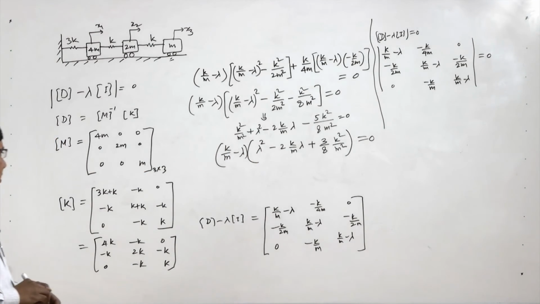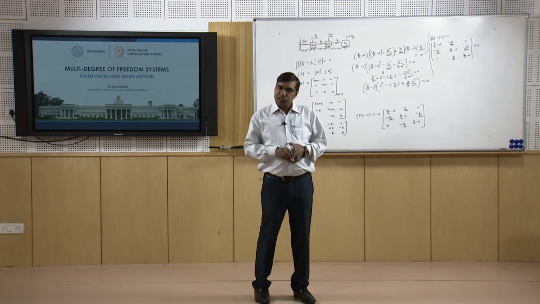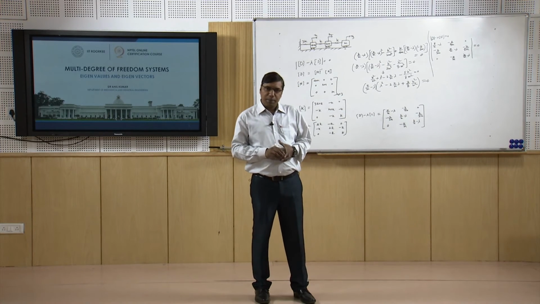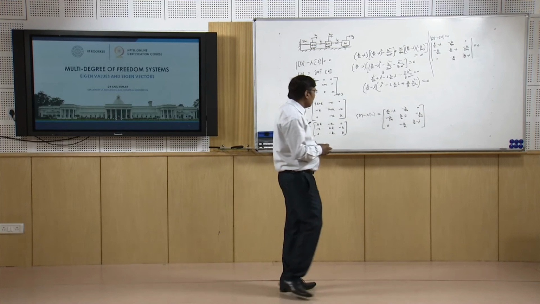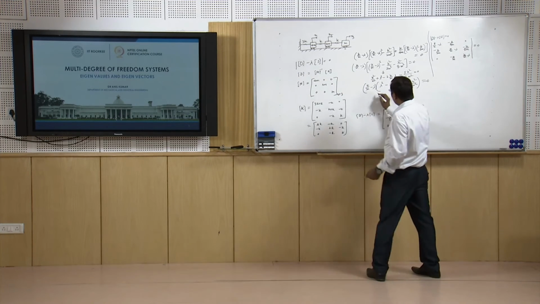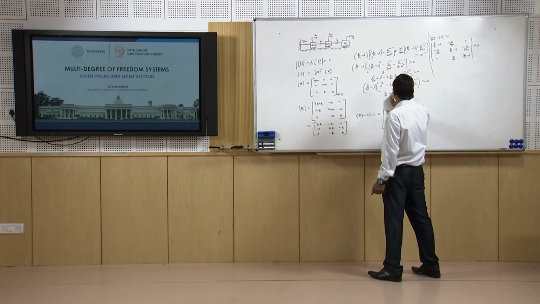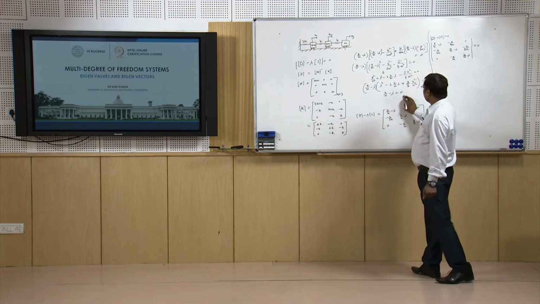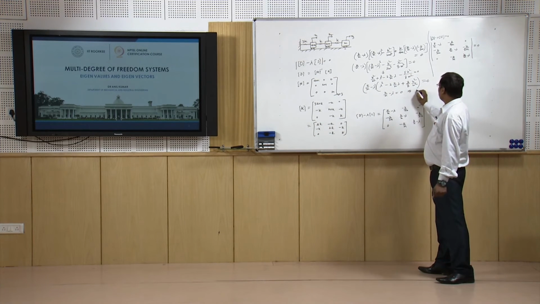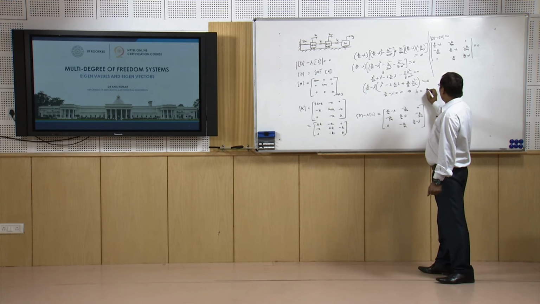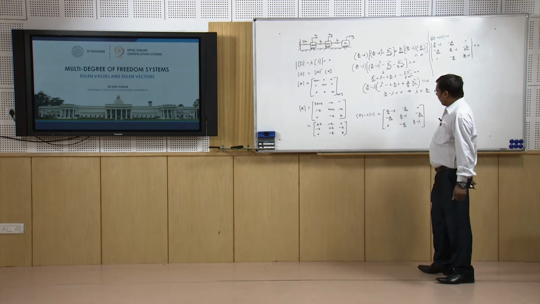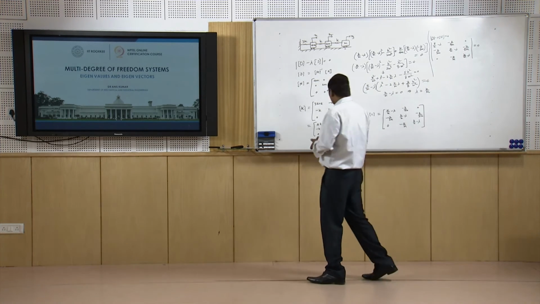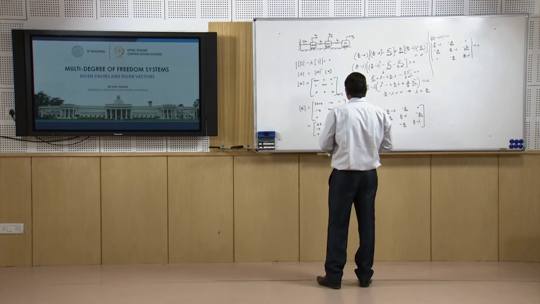So finally the solution of this equation will give us the eigenvalues. So we see that already k by m minus lambda equal to 0 is giving one eigenvalue. So this is lambda equal to k by m. So one eigenvalue we have already obtained.